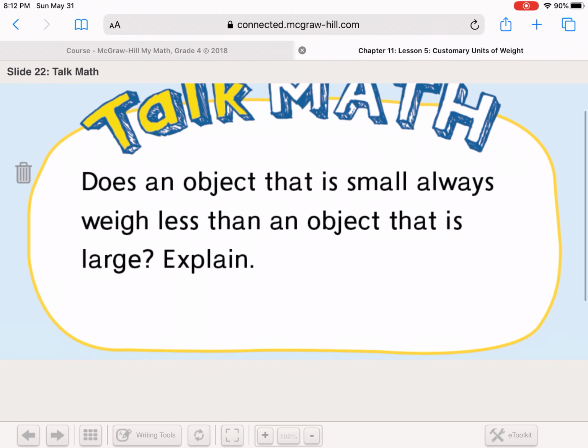Okay, does an object that is small always weigh less than an object that is large? Probably. I mean, you could have something that's flat but light, and that weighs less than something that is denser. So dense means thicker or has more weight to it. So it doesn't always have to be small to weigh less. It depends on what it's made out of.